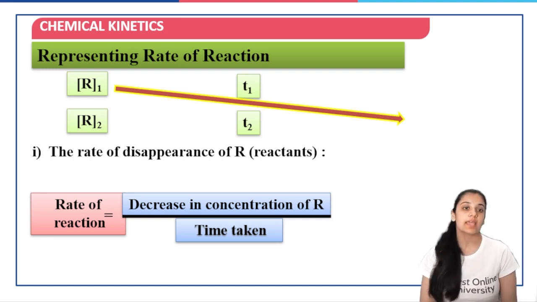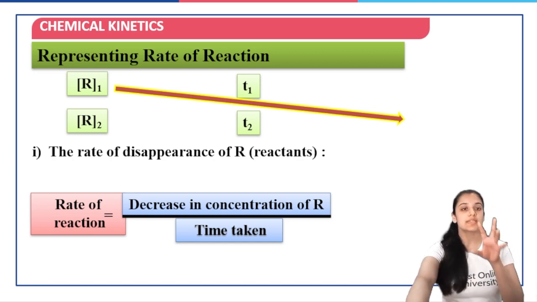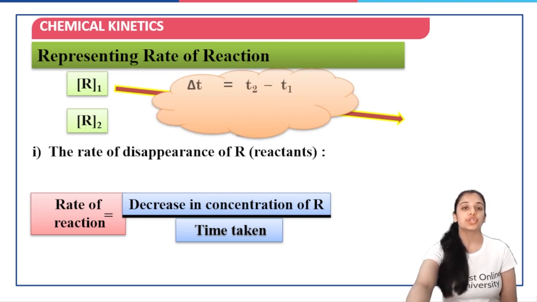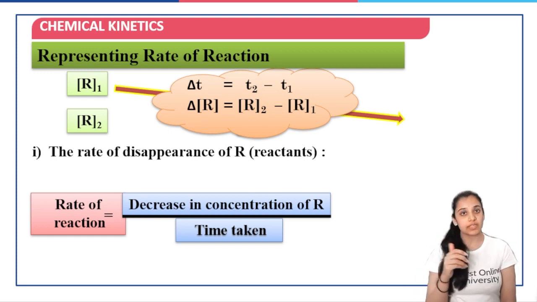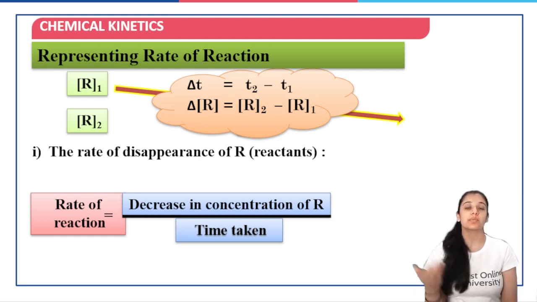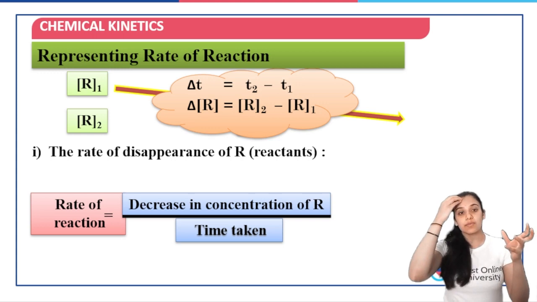Now, let us say that there are two reactants, R1 and R2, with concentrations given by R1 and R2 as it has been shown, and they take time T1 and T2 to get converted into the products. So the total time taken would be T2 minus T1, right? And the change in time would be T2 minus T1, the change in concentration would be R2 minus R1. So change in concentration means decrease in concentration.